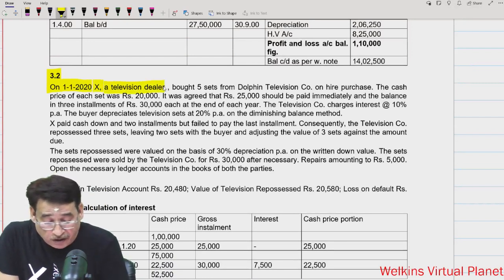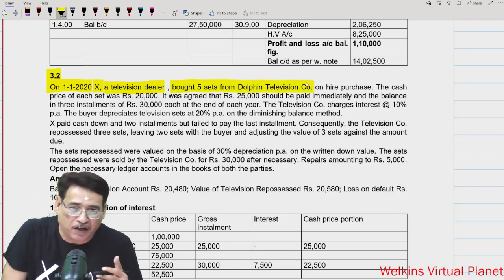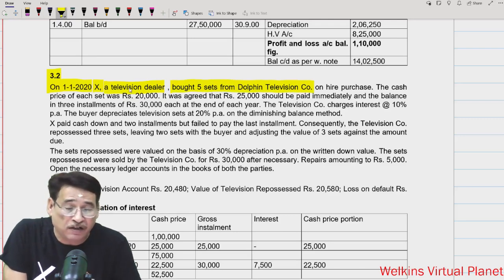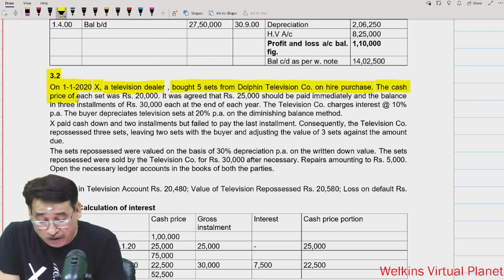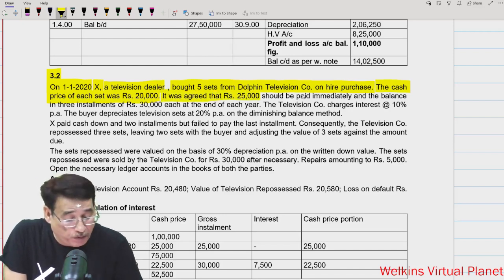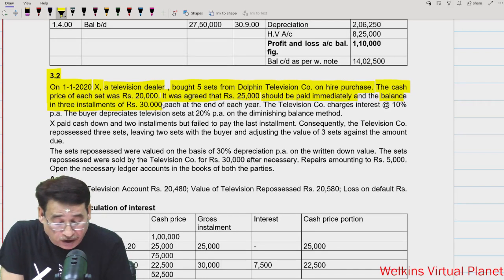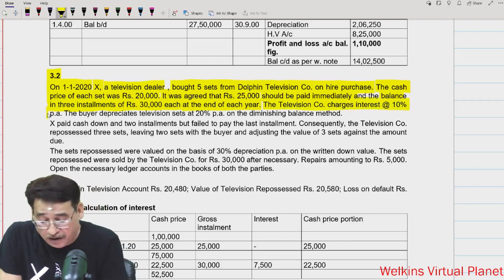On 1/1/2020, X, a television dealer, that means purchaser, bought five sets from Dolphin Television Company. Television company is the seller and television dealer is the purchaser. Five sets were bought on hire purchase system. Further, the question states that the cash price of each set was ₹20,000. Cash price of each set is given. It is also given that it was agreed that ₹25,000 should be paid immediately, down payment, and the balance in three annual installments of ₹30,000 each at the end of each year. So three more installments. Television company, that is seller, charges 10% interest per annum.